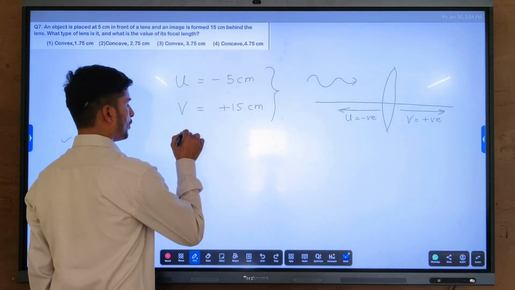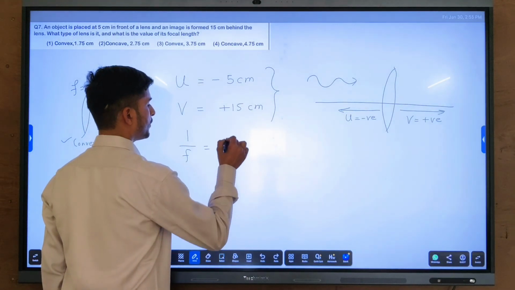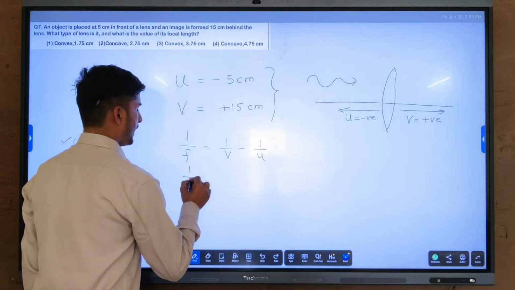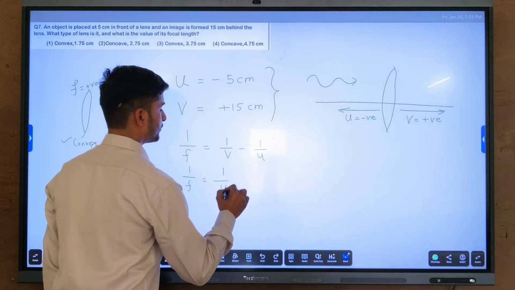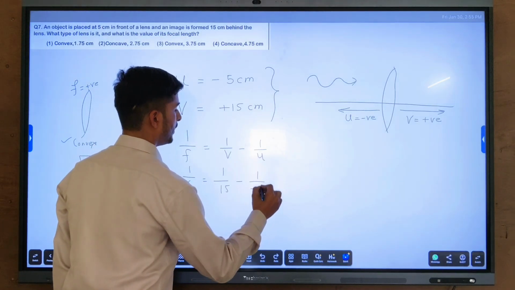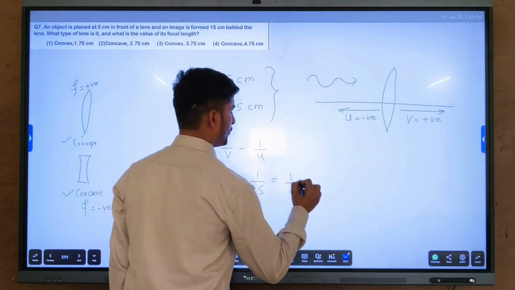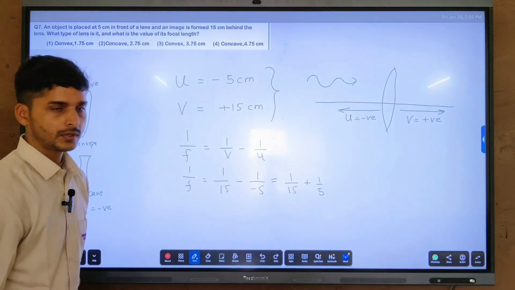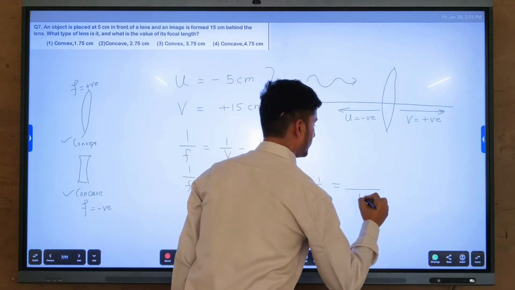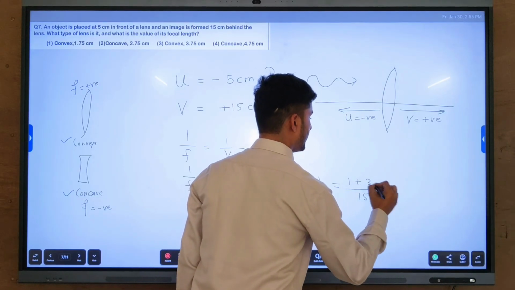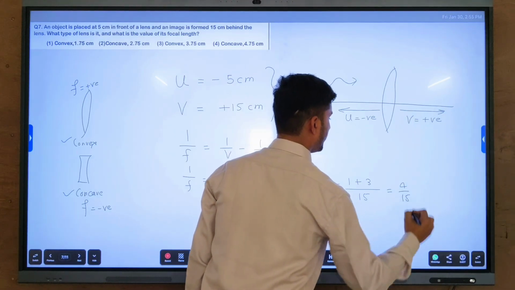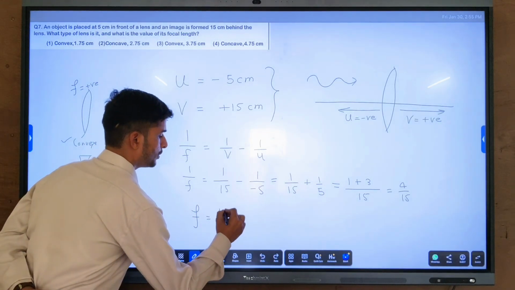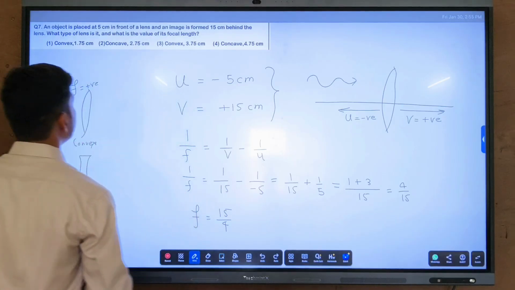So for the lens formula, 1 upon f equals to 1 upon v minus 1 upon u. 1 upon f equals to 1 upon v, v की वैल्यू कितनी है, +15, minus of 1 upon u, u की वैल्यू कितनी है, -5. So this will become 1 by 15 plus 1 by 5. When we take LCM 15, 1 plus 3 that will be 4 upon 15. So we reciprocate it, you get the focal length will equal to 15 divided by 4.